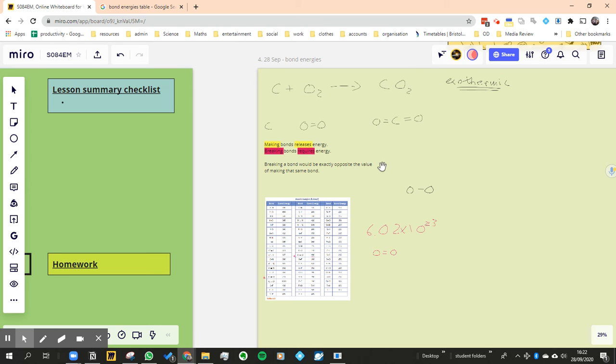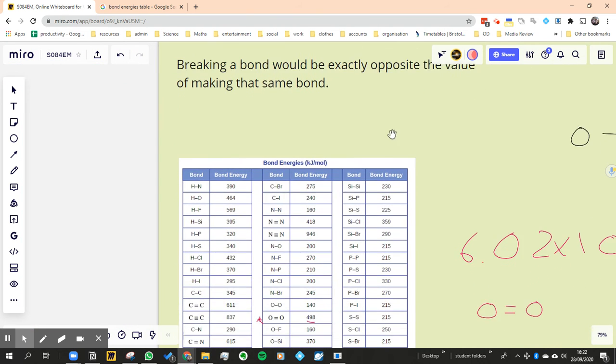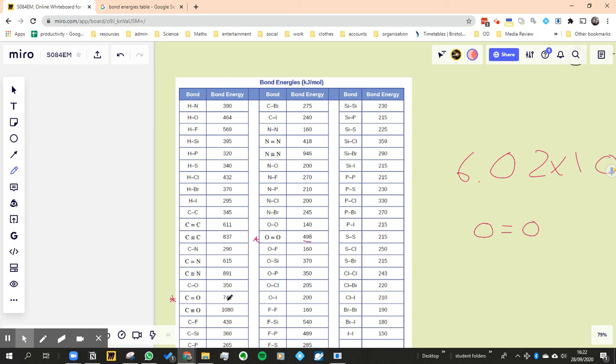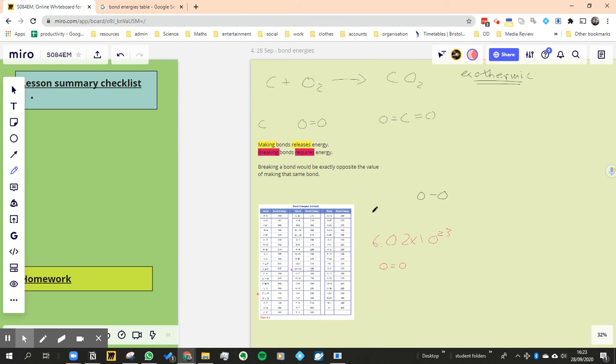We're going to say we had a mole of carbon, a mole of oxygen, and we're going to produce a mole of carbon dioxide. We're going to break this many for a mole of oxygen molecules, so a mole of double O bonds, and that means we're going to need to use 498 kilojoules of energy to break it. Okay, so let's write that down in a post-it note.